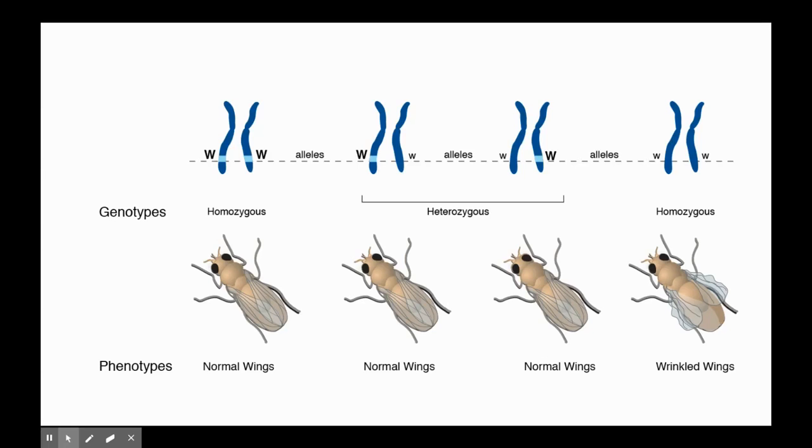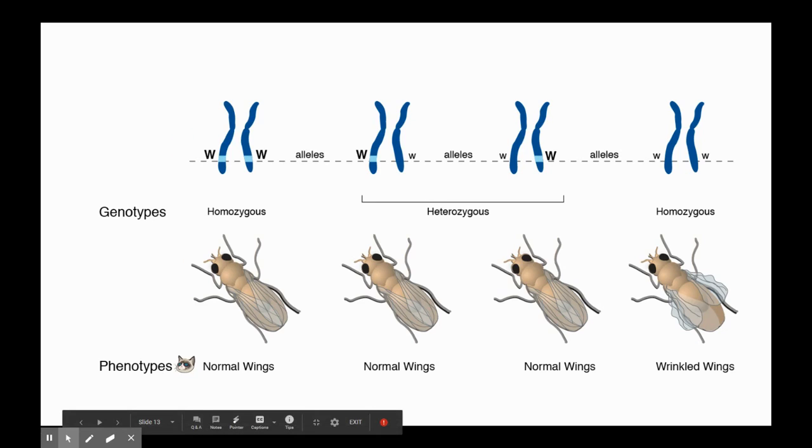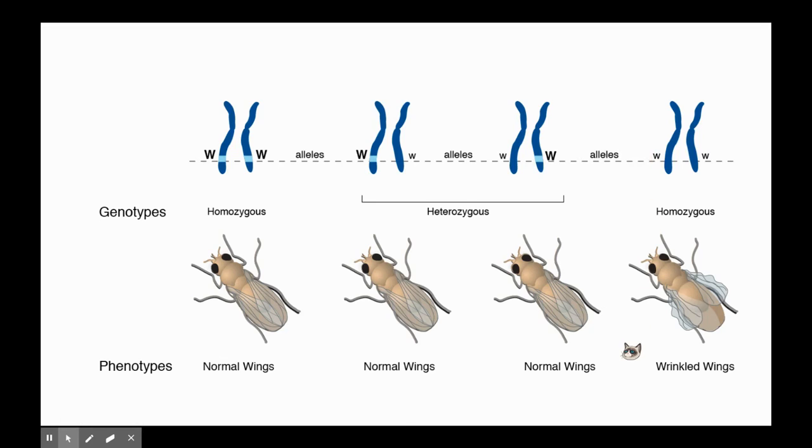So we have another example here, this time with fruit flies, and the trait that we're looking at is wing texture. Okay, so we have our two different alleles. We have a big W, the dominant allele, is for normal wings, and then we have the little w, a recessive allele, is for wrinkled wings. And so the only way that one of these fruit flies could be born with wrinkled wings is if they receive a little w from each parent, right? As long as they have one big W, they're going to have those normal wings.